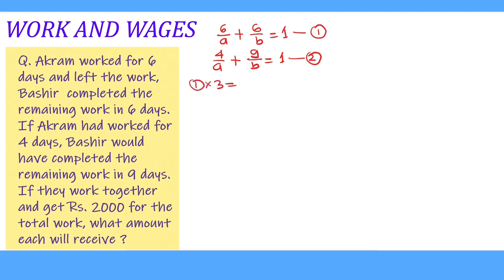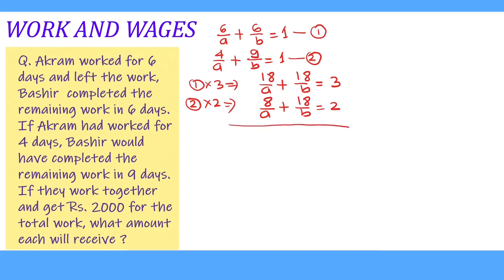So equation number 1 multiplied by 3 gives us 18 upon A plus 18 upon B equal to 3, and equation number 2 multiplied by 2 gives us 8 upon A plus 9 times 2 is 18 upon B equal to 2. And if we subtract, what do we get? 18 upon B cancels 18 upon B, and 18 minus 8 equal to 10 upon A equal to 1. This gives A equal to 10 days.